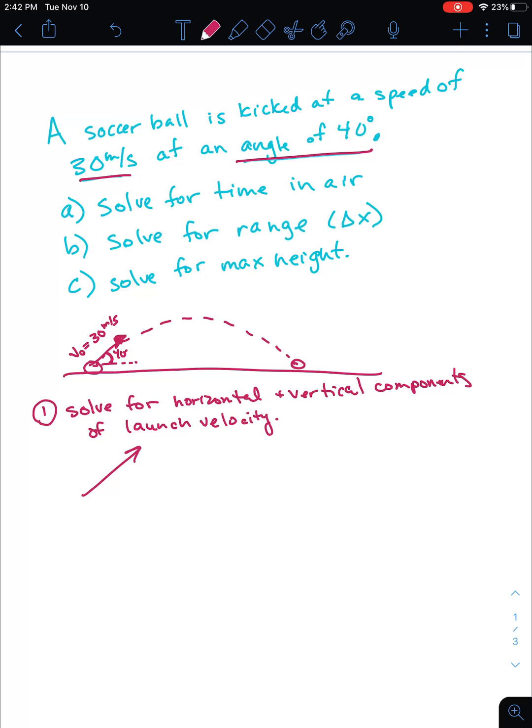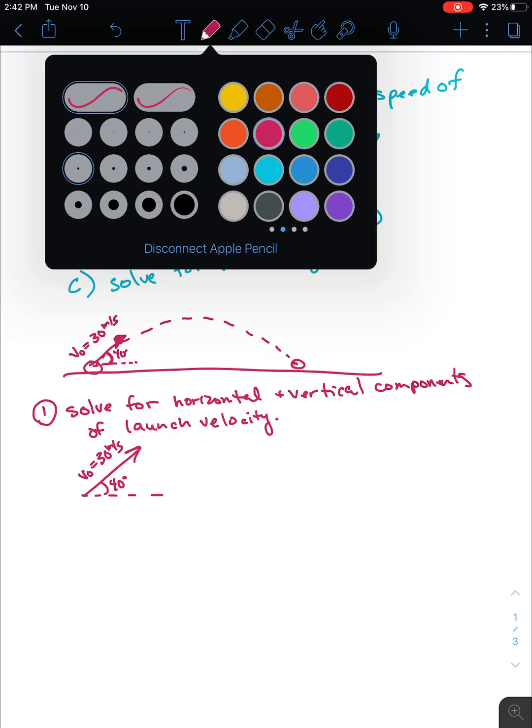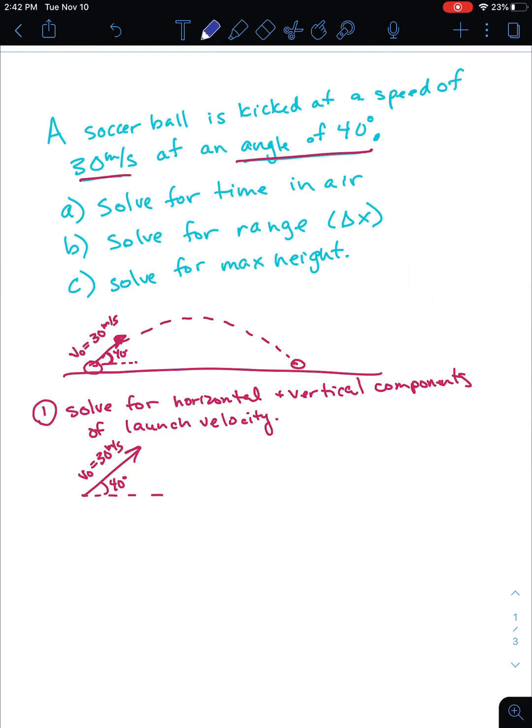So we have this 30 meters per second, that's our launch velocity. We have it at this angle right here of 40 degrees. And so none of that is in the x direction and none of that is in the y direction. We have to split it up into this triangle to figure out how much. So this would represent the velocity starting that's in the x direction, and then this would represent the starting velocity in the y direction.